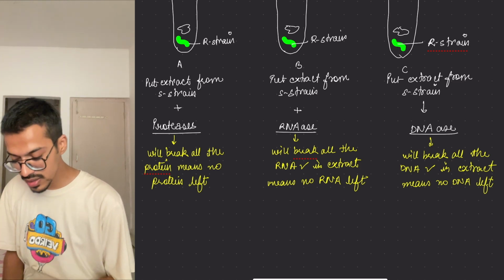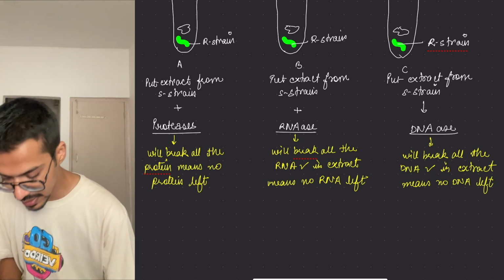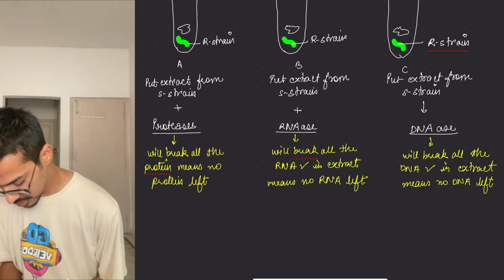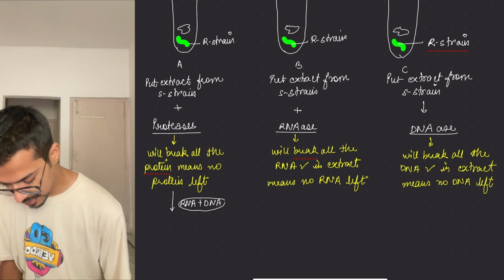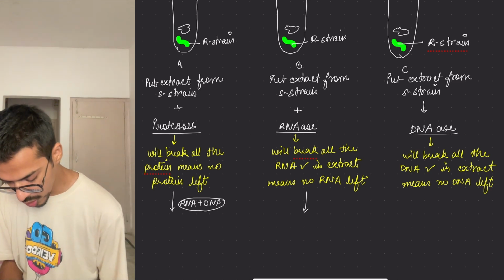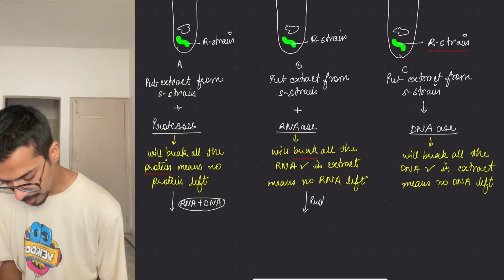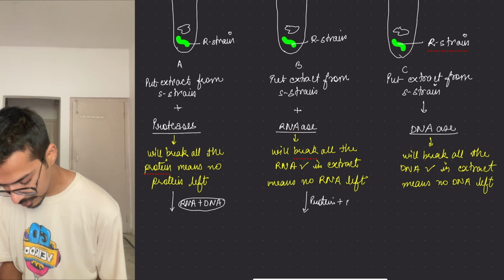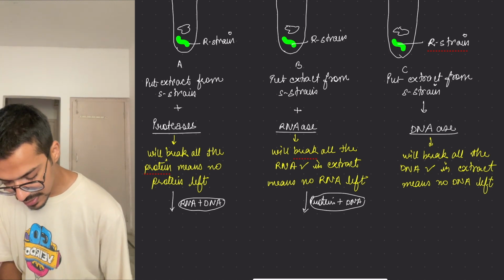So in this R strain, what is present? There is a presence of RNA plus DNA. Whereas in this B, there is a presence of what? Protein plus DNA. Whereas in the last, there is a presence of protein plus RNA.